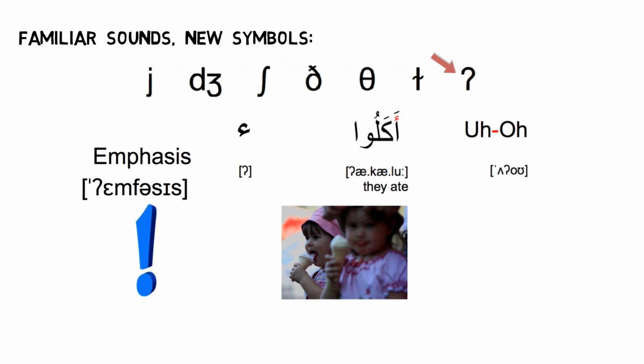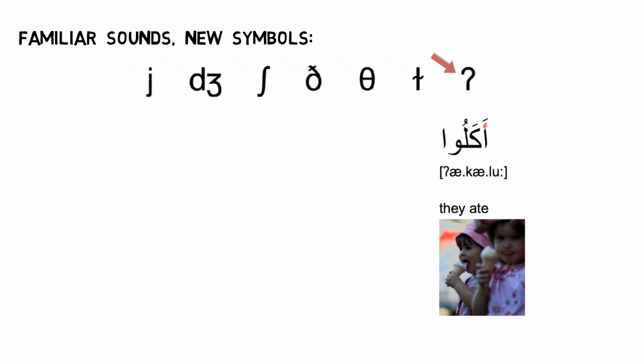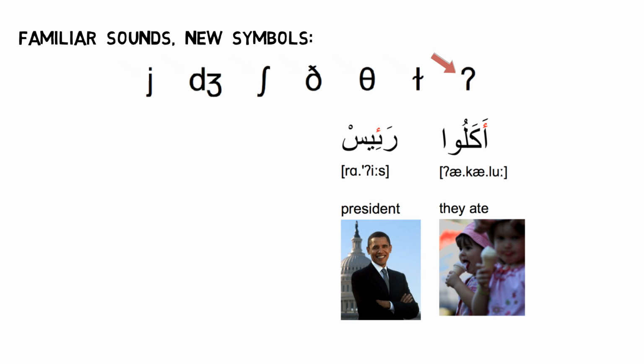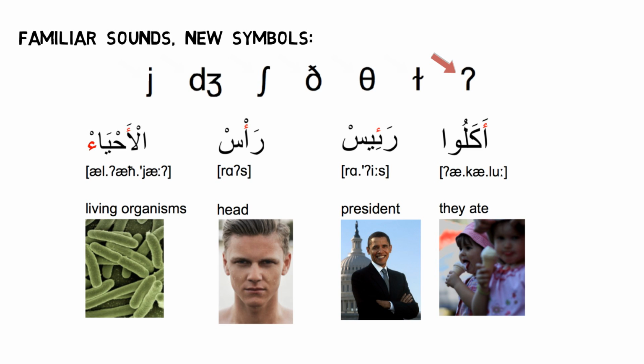Arabic, on the other hand, uses glottal stops all over the place. It's a full-on consonant, showing up at the beginning of words like akalu, between vowels in the middle of words like ra'is, before consonants in the middle of words like ra's, and even at the end of words, al-ahya. But the sound is exactly the same as in English's uh-oh. Just happens a lot more frequently in Arabic. In IPA, it's basically a question mark without that dot on the bottom.